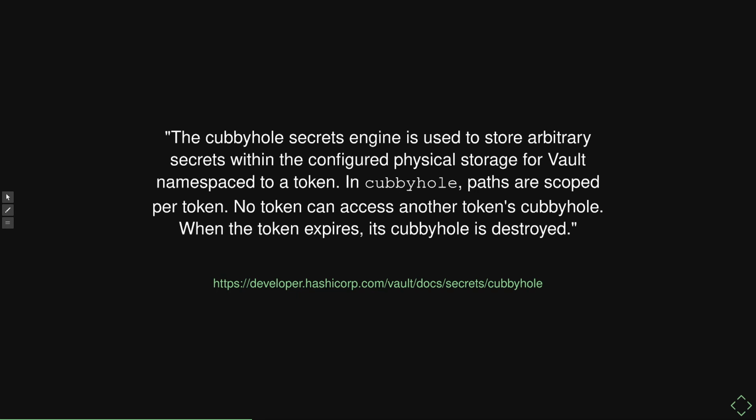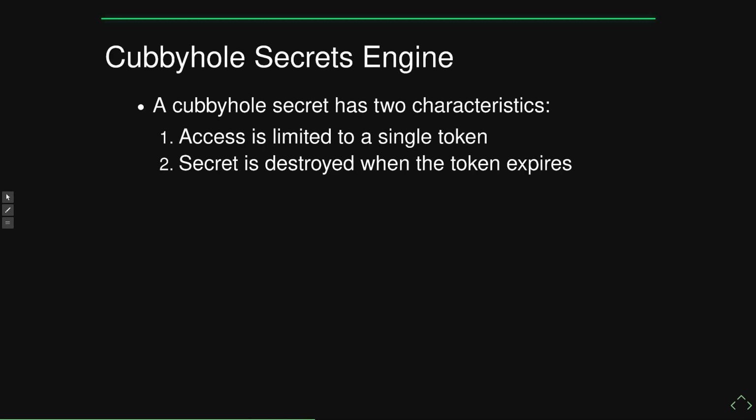So again, a lot of things going on here, a lot of concepts that you really need to understand, and we're actually going to take a look at each of these so you really get a good idea of what a Cubbyhole secret is. So there are two key characteristics to that Cubbyhole secrets engine. The first is that access is limited to a single token, and the second is that the secret is destroyed when the token expires. So let's take a look at that.